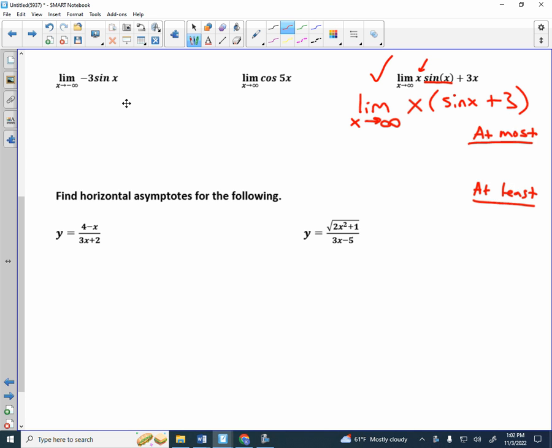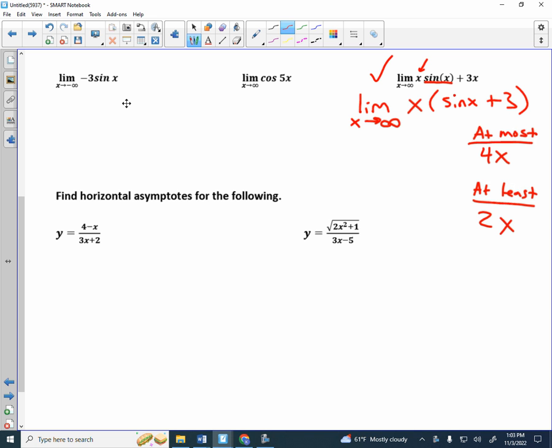So let's let sine be its biggest value of 1. Suppose sine was 1, then 1 plus 3 is 4 times x, I would have 4x. So at most, it would be 4x. Suppose we had the least value of sine. What is the least value of sine? And -1 plus 3 is 2. So at the very minimal, you have 2x.